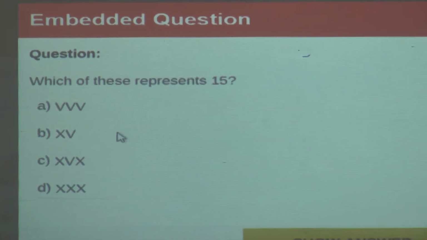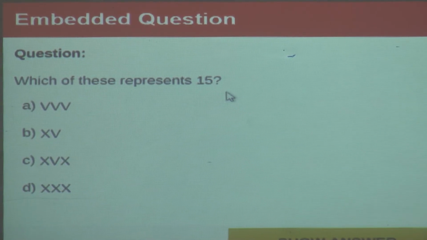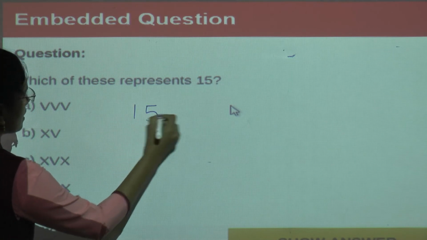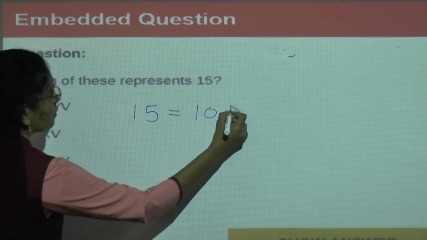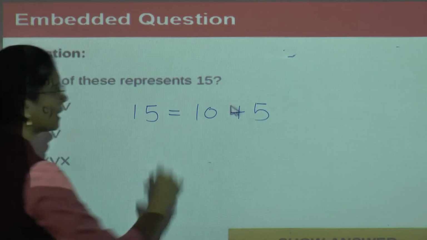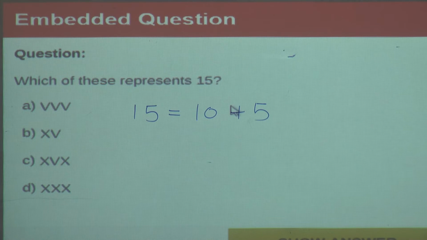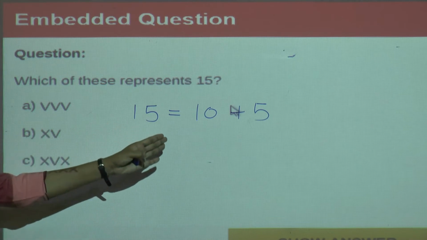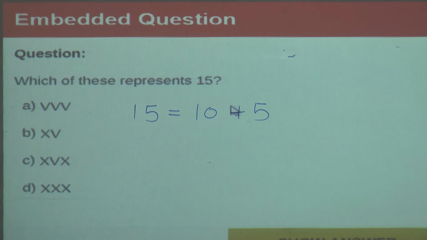Now first split up this number 15. How will you split up? 15 means what? Yes, I will write here 15 is equal to 10 plus 5. Can you see? Yes. Now very easily you can write the Roman number for 15. Now try to solve this. 10 plus 5. For 10 which letter you are using? Yes, for 10 we are using X.